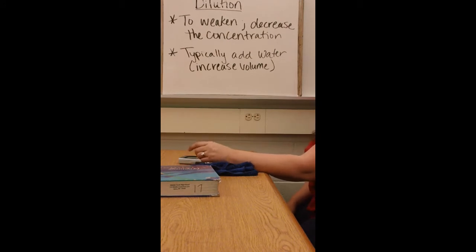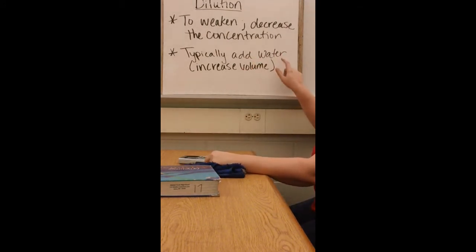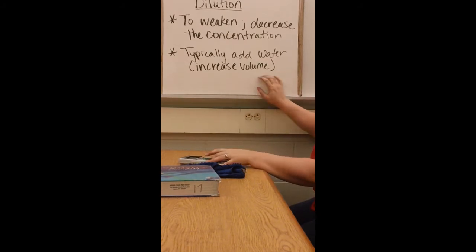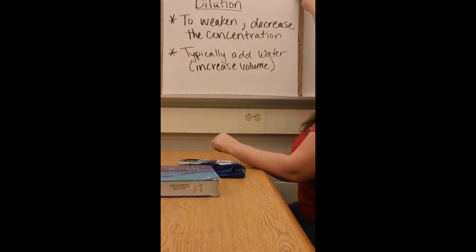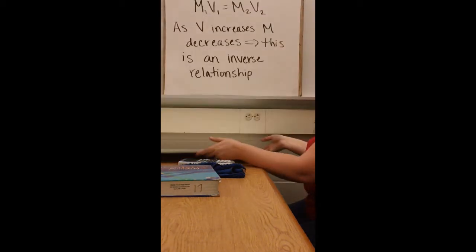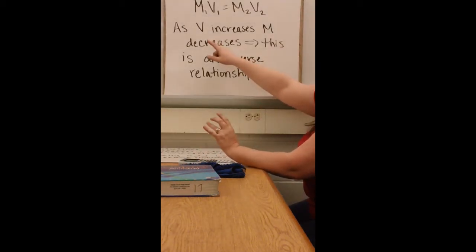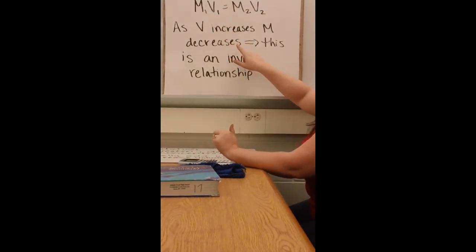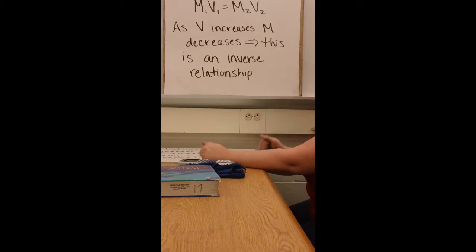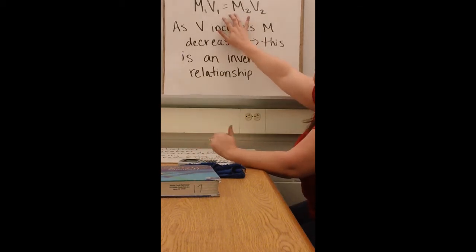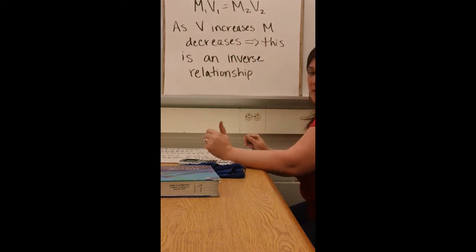Dilution is to weaken or to decrease the concentration. Typically you do this by adding water, which increases the volume of the solution. We know that the relationship between the volume and the molarity is that as the volume increases, the molarity decreases, what we were just talking about with dilution. This is an inverse relationship, which brings us to the formula for dilution. M1V1 equals M2V2.